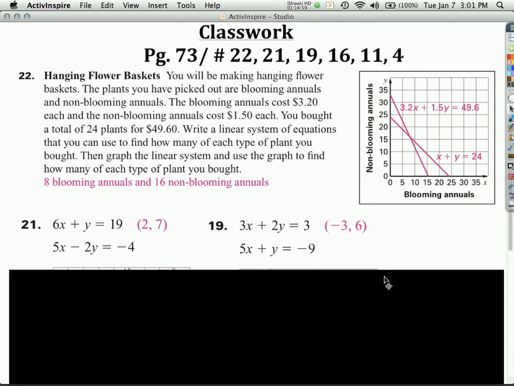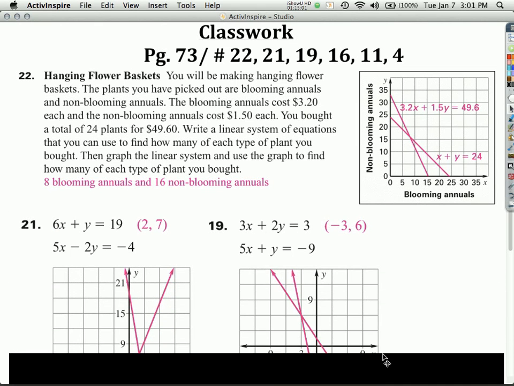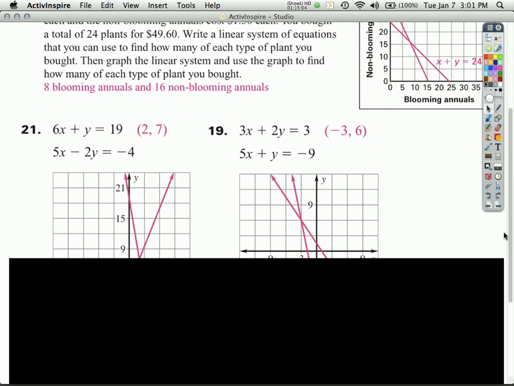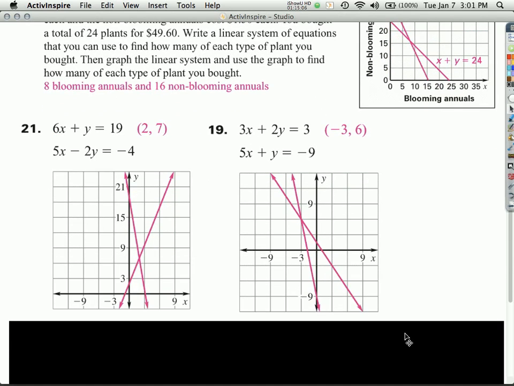Number 21, let me move this up a little bit. That's the graph, and the solution is 2, 7. Number 19, here's the graph, and the solution is negative 3, 6. So those came out a little bit more friendly. The publisher sometimes likes to go by threes. I don't ever go by threes, so I would not expect you to do that. So your graph should look similar, but just a different scale on the x and y axis.